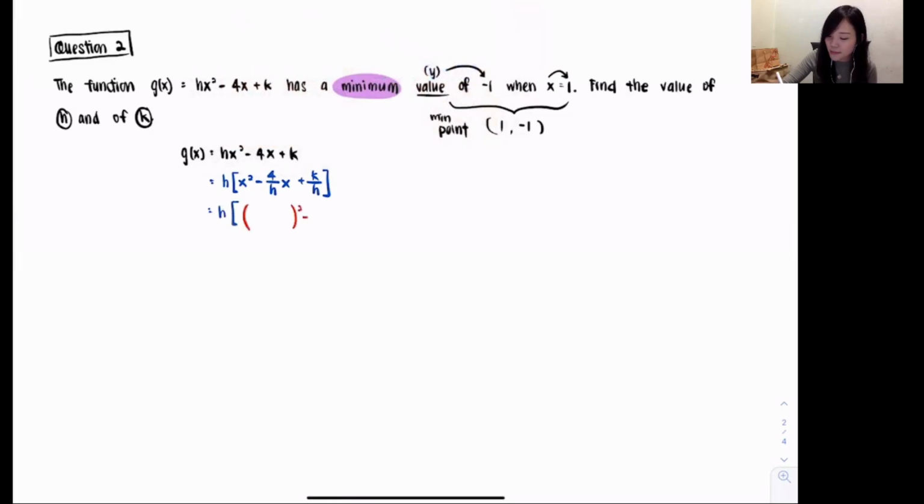Big bracket square minus small bracket square plus C. Isn't it my C will be K over H now? So what is inside my big bracket square? It will be X plus B. Guys, your B got negative. Please remember to write the negative down. It will affect the inside part.